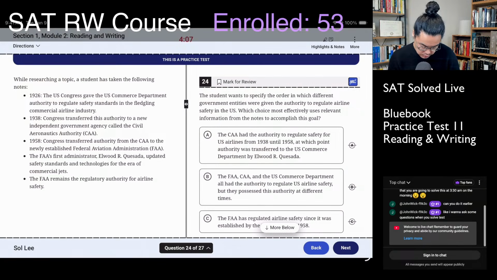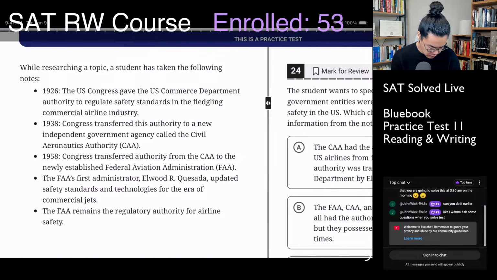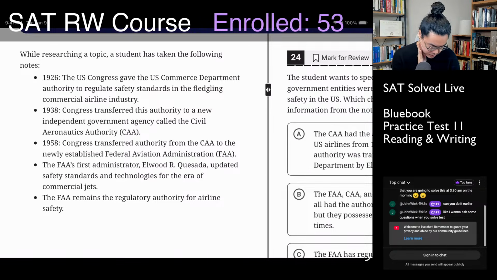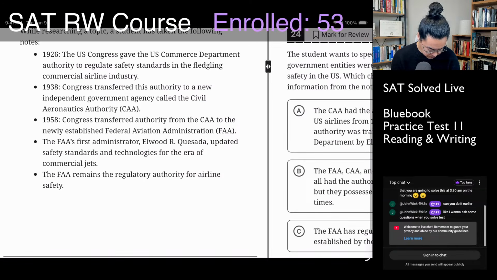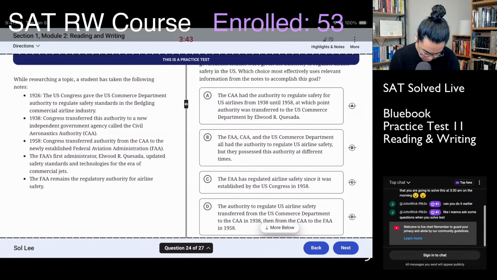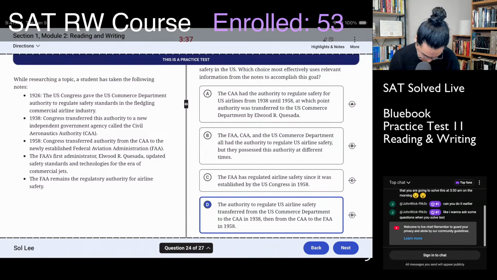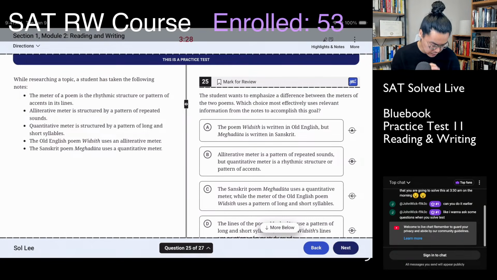24. Specify the order in which they were given authority to regulate airline safety. Okay. I'm a little lost, so just let me understand this. 26. Commerce, regulate. CAA, FAA. The order has commerce to CAA to FAA. Oops, where's commerce? Transfer from the U.S. Commerce, CAA. Okay, 38 and then 58, and those are correct, so I'm done. I didn't read all four answer choices. I was just looking for mine.